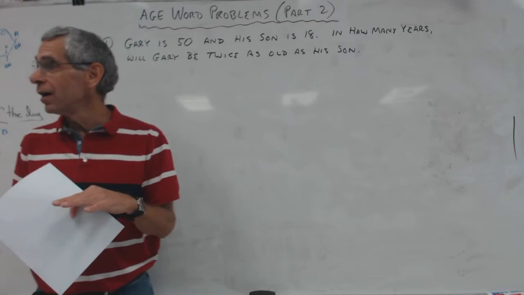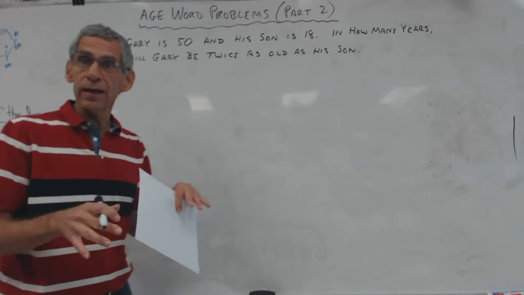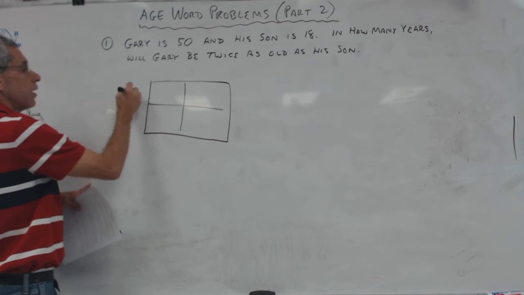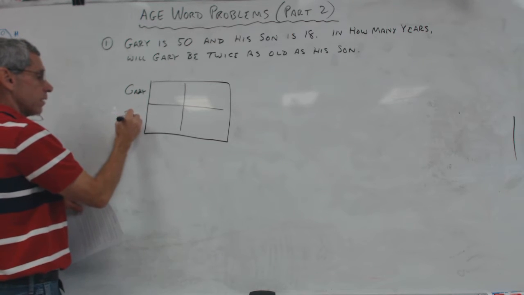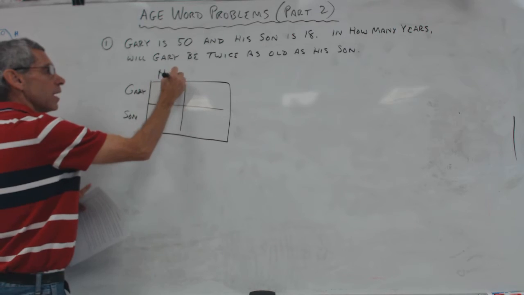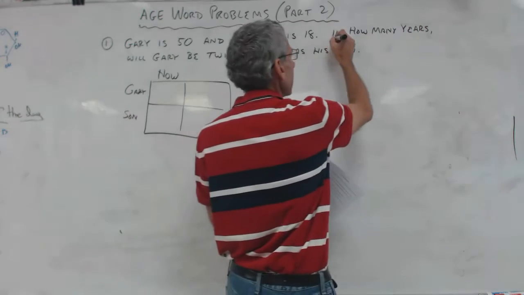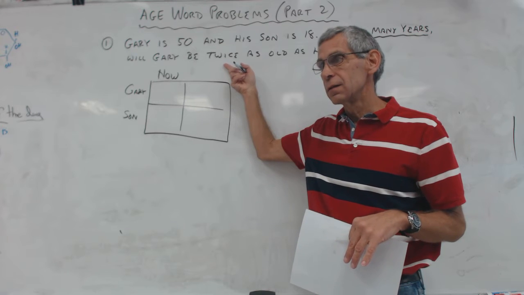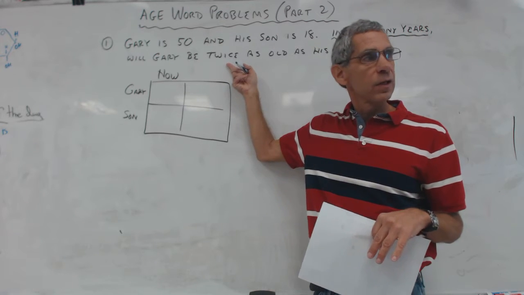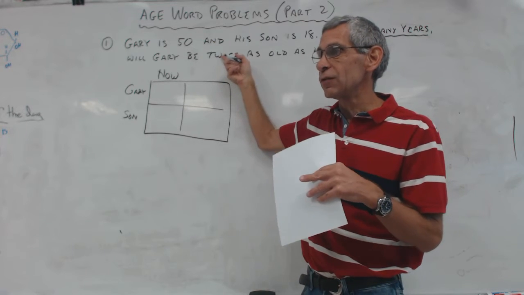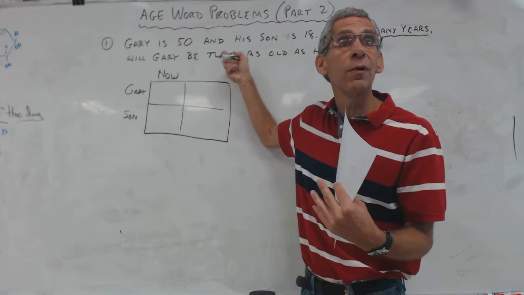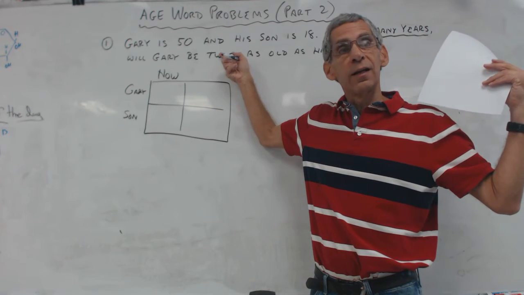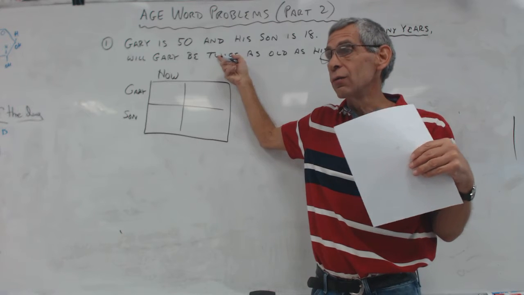So we got to start with our chart, our box. Let's remember this is a video. So this is Gary, and this is son, and we've got age now. And now it says in how many years? What's my column here? Is that plus X or minus X? Plus X. Does everybody get that? Because if it said in 4 years, I put plus 4. If it said 5 years ago, I would do minus 5. If it says in how many years, it's plus, because it's future, and then it's X. If it said how many years ago, it would be minus X.